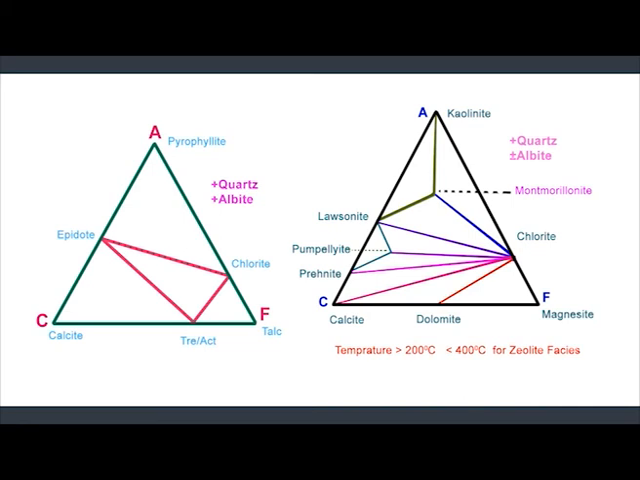Thus, the disappearance of lawsonite, pumpellyite, prehnite and kaolinite marks the upper temperature limit of the zeolite facies and also the lower temperature limit of greenschist facies, that is nearly 400 degrees centigrade.